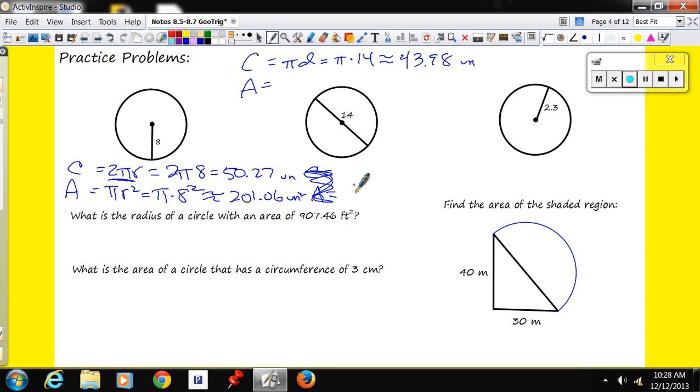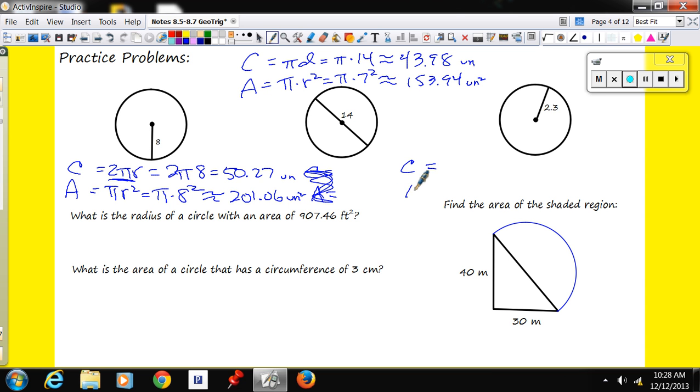Now be careful on the area. A lot of students get that picture, they do pi times 14 squared. That's not right. What would it be? 7 squared. Good. Pi r squared, not pi d squared. So it's going to be pi times 7 squared. So it's going to be 49 times pi. And you get 153.94. And that would be square units.